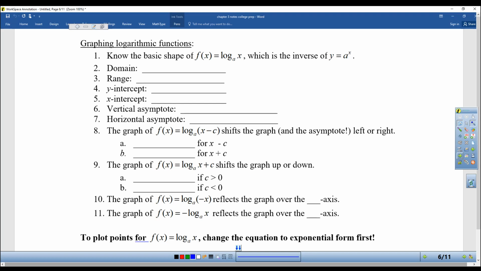Let's move on to graphing. So the first key is to know the basic shape. You may remember when we studied inverses that if we had a parabola, the inverse was the square root. And one of the ways we knew something was an inverse was because it was reflected over the line y is equal to x. That's still going to be true. Now we're looking at exponential functions, and we're trying to reflect them over the line y is equal to x. So they're going to end up looking like this.